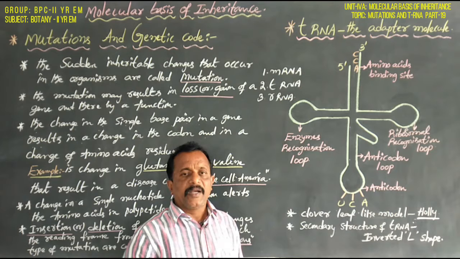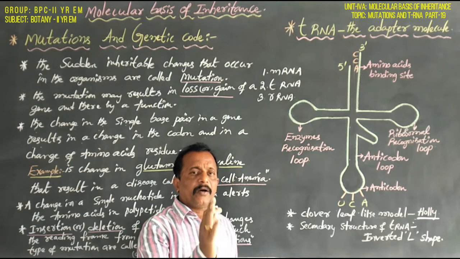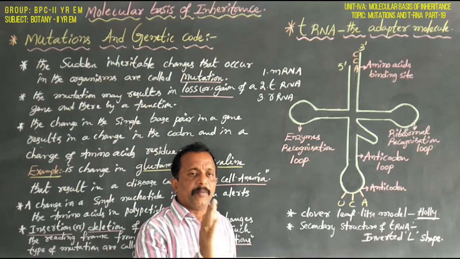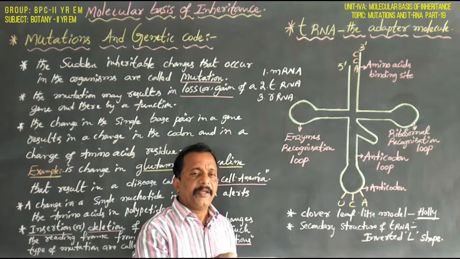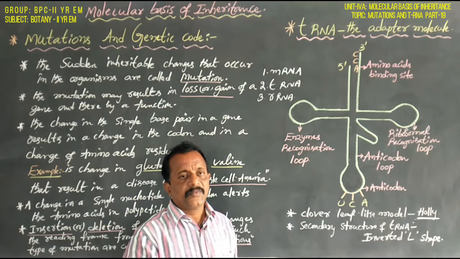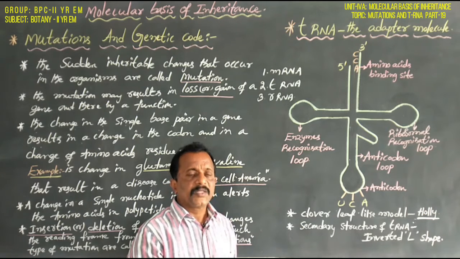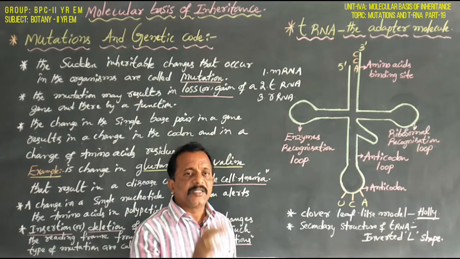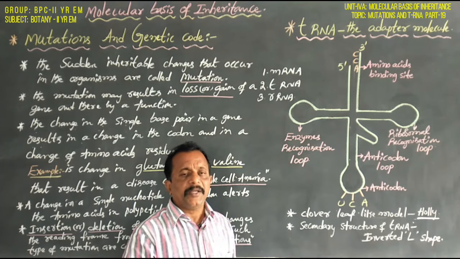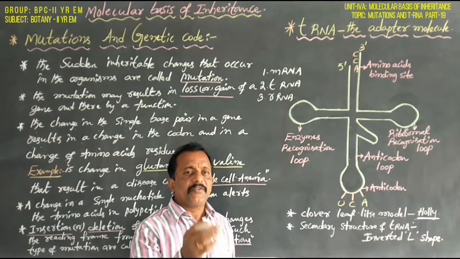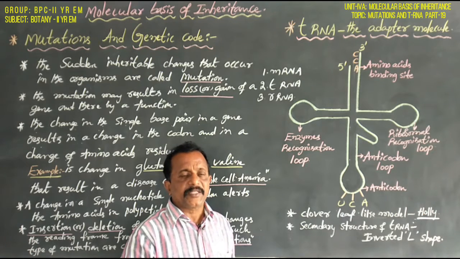Okay, now in general RNA is of three types, namely mRNA, tRNA, and rRNA. mRNA is messenger RNA. This is a medium size RNA. This RNA always provides the template from the DNA.